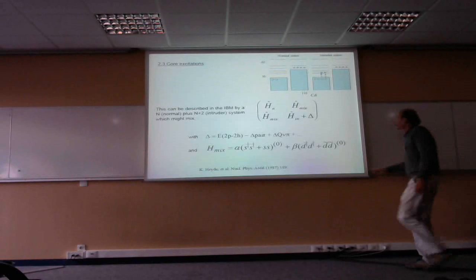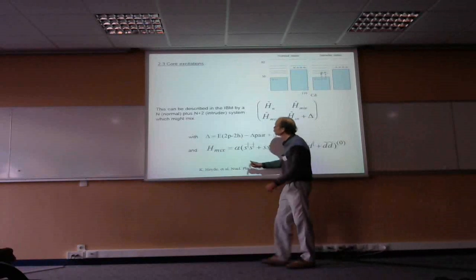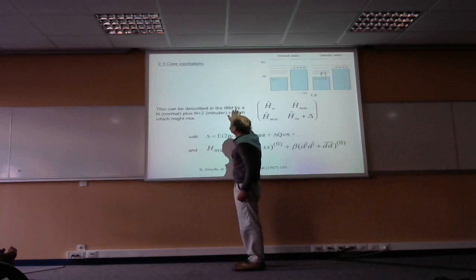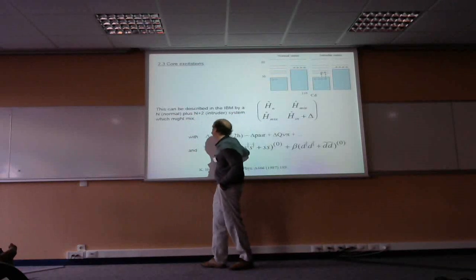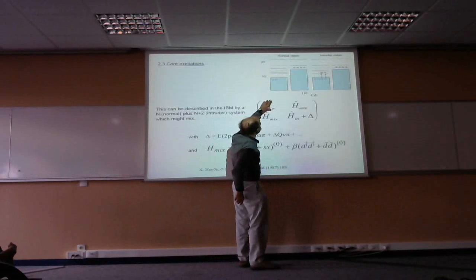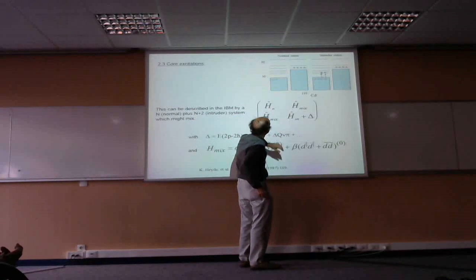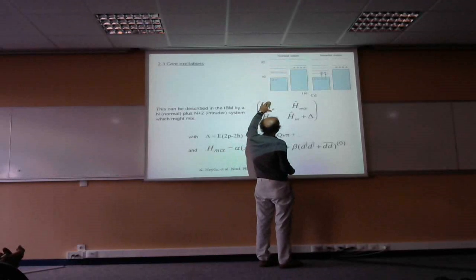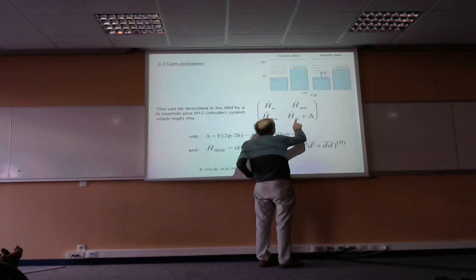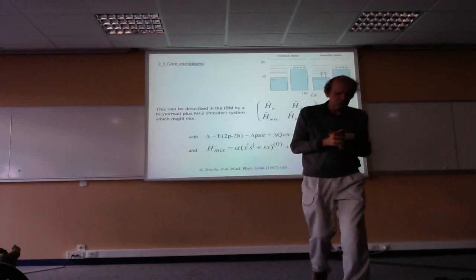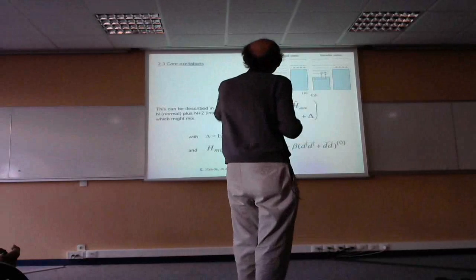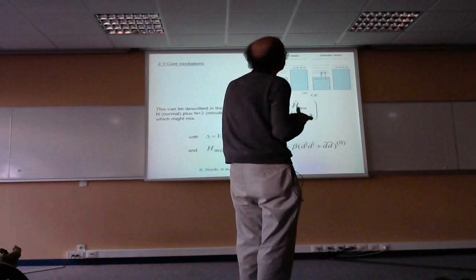Now, how can we describe that in the interacting boson model? We do that by having an n plus 2 system. So we have a block matrix with an IBM Hamiltonian with n bosons, and an IBM Hamiltonian with n plus 2 bosons. And of course, we have to add a shift in energy. We have to move up these intruder states to higher energy because of the needed energy to make this particle-hole excitation.